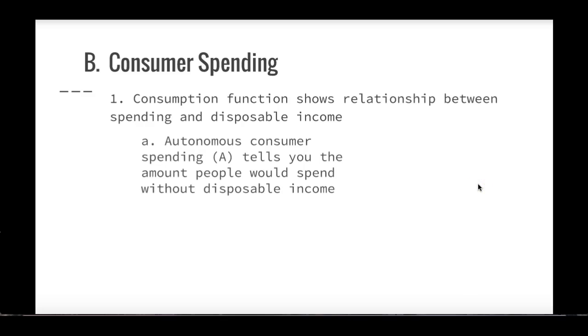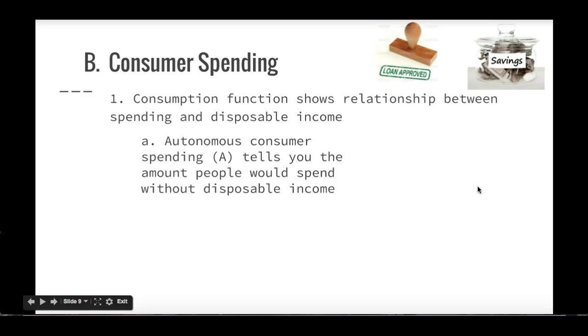The first part of this is something called autonomous consumer spending, which is the amount that people would spend even without any income. Like I said, even if you don't have an income, you still have expenses to pay for. So you may have to dip into your savings, or you may have to get a loan to pay for that stuff. Autonomous consumer spending tells you how much people would spend even without income.